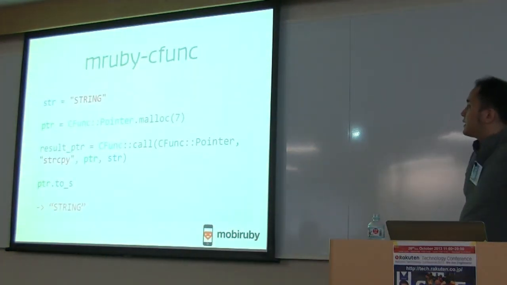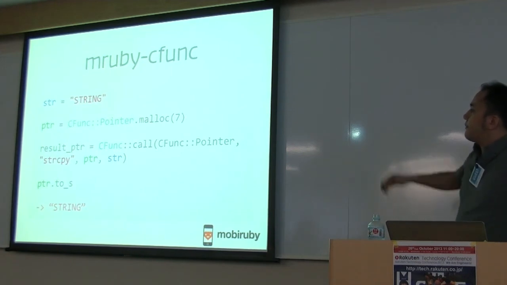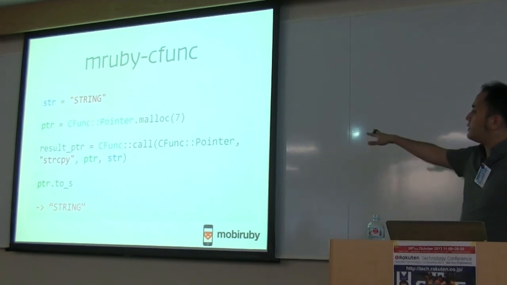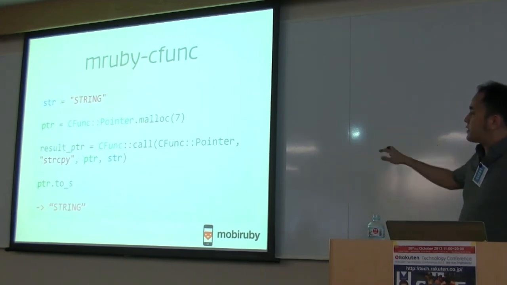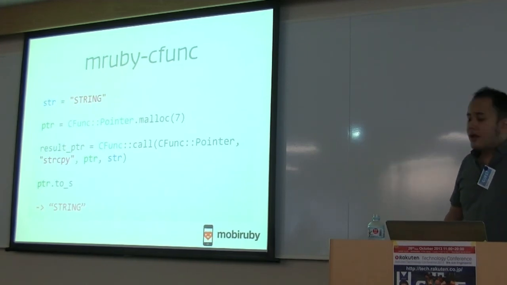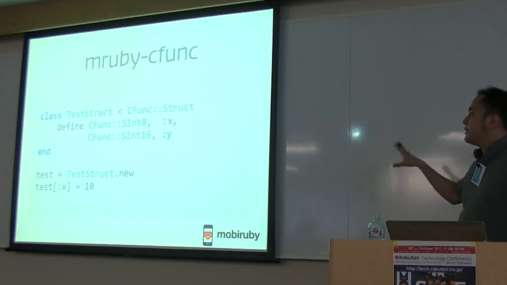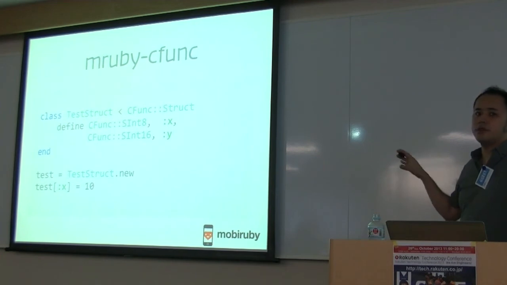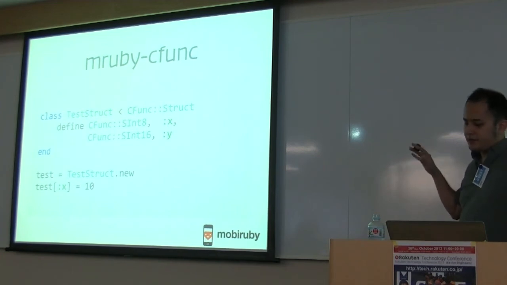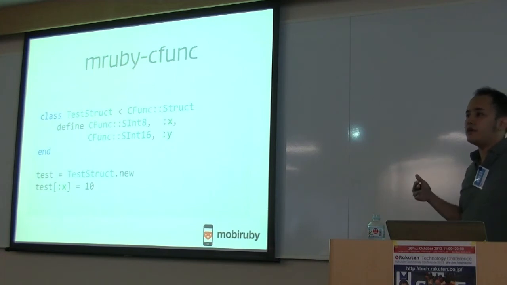This is one of the sample codes. This is the Ruby language, but the second one does memory allocation, calls the string copy C function and converts the result to a Ruby string object. And you can define a struct. So if you use the mRuby cfunc module, you can call all C functions using the Ruby language only.